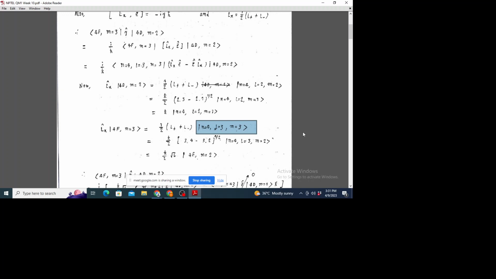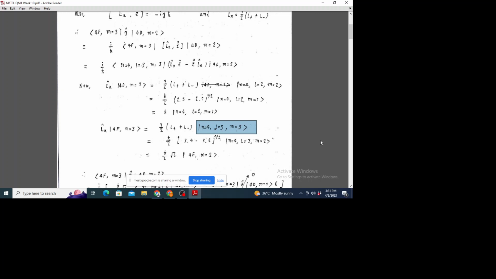Okay. So again we notice that L equal to 3, m equal to 3. That means it is a highest weight state. And that means L plus acting on L equal to 3, m equal to 3 will give you 0, because you cannot increase m any further. So for L equal to 3, the highest value of m is 3. So act with L plus on that state and you will get 0.